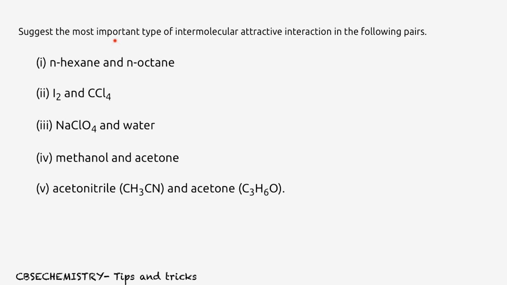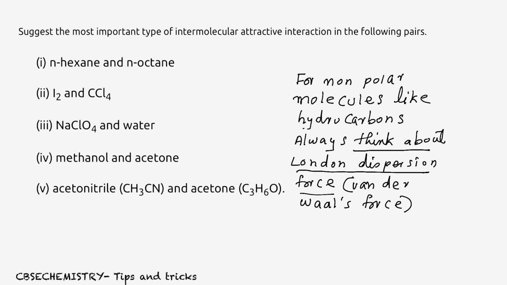Suggest the most important type of intermolecular attractive interaction in the following pair. First one is n-hexane and n-octane. The first thing you must know is n-hexane and n-octane are hydrocarbons. That all of you know, right? And hydrocarbons, you remember, they are non-polar.